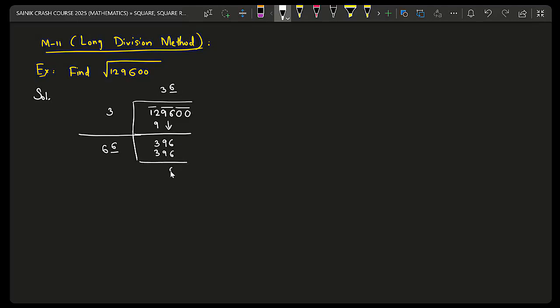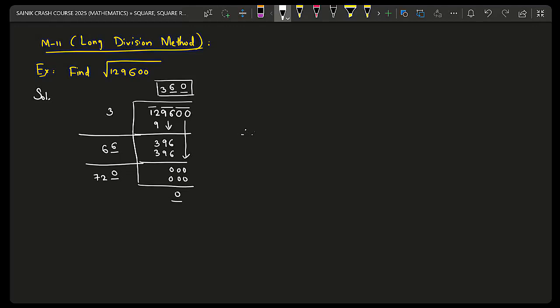So we got 0. Take down the next group, that is 00. Whatever number you got, you have to double it again. 36 twice is 72. This blank and this blank should be filled by the same digit, so you can use 0. 720 into 0 is going to become 0. And we get the remainder 0. So the quotient is 360. That means this is the square root of the given number.